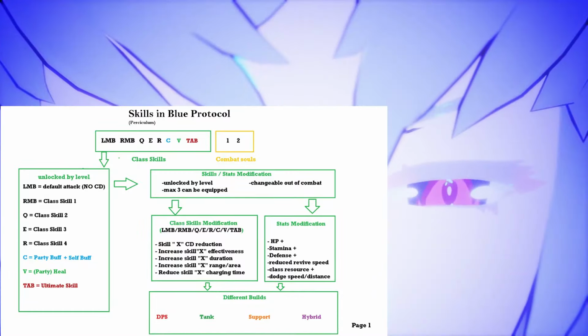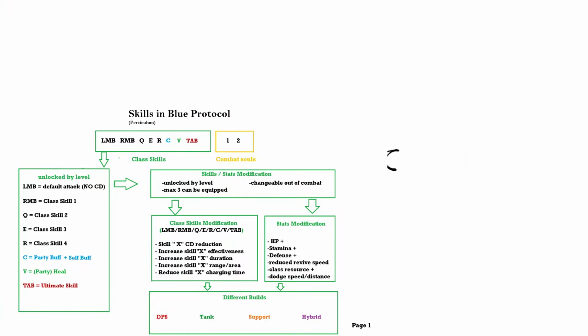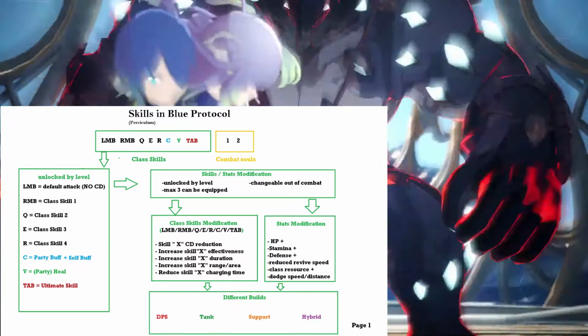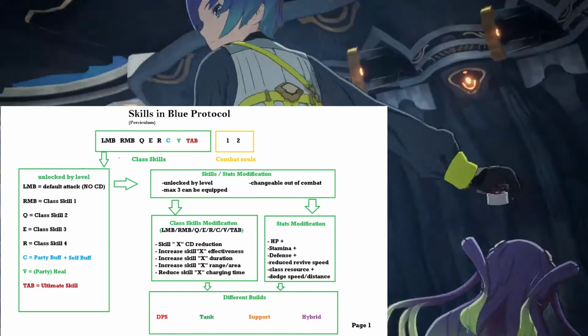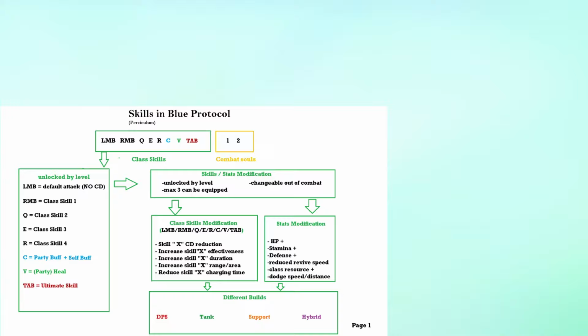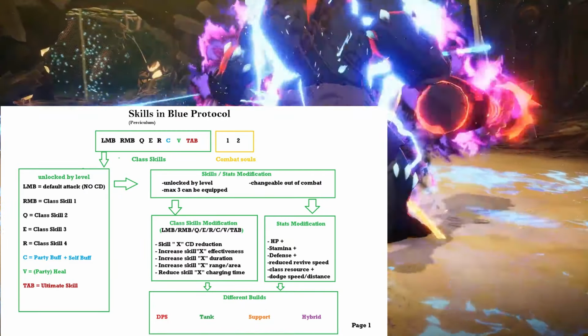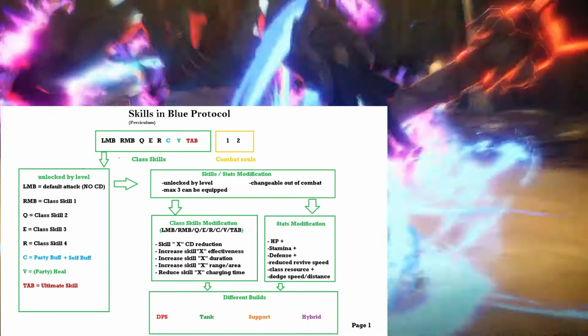Here again an example. I prefer to slot HP, defense, and stamina modification to survive solo, but for party play I used HP increase, heal effectiveness, and increased endurance, which is a hybrid tank support build.